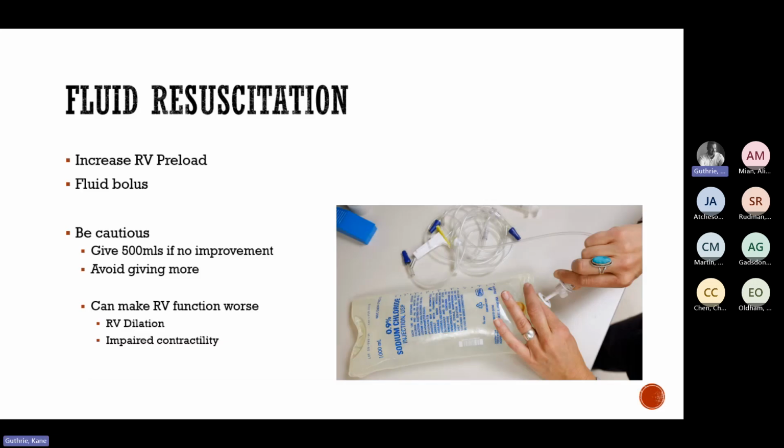So fluid resuscitation. Giving them a fluid bolus will increase their right ventricular preload, but we need to be really cautious because if you give too much, that right ventricle will just dilate further, and they'll get really worsening impaired contractility. So the current guidelines and experts say you give them 500 mils. If there's no improvement, or they look like they're getting worse, don't give them any more. They don't need the fluid. Stop thinking that fluids are going to help. You're going to actually make them worse, and you're going to go into this spiral.